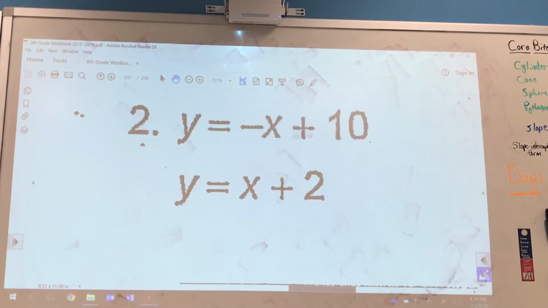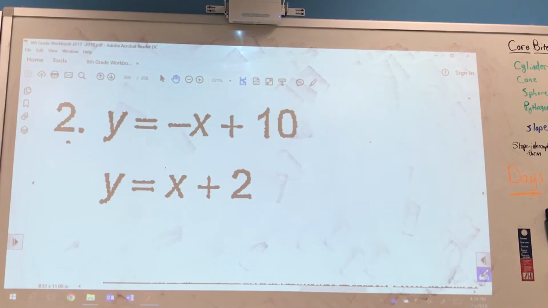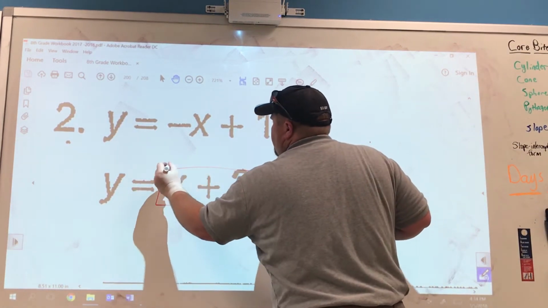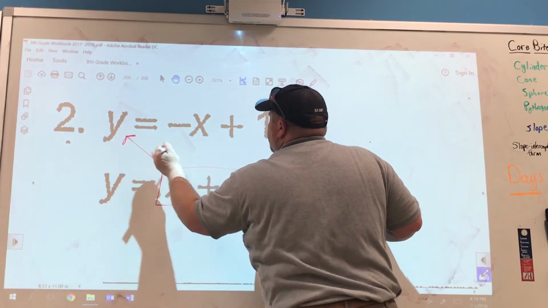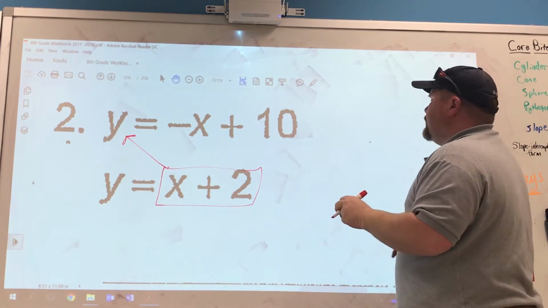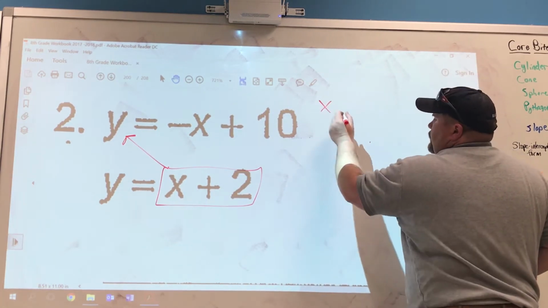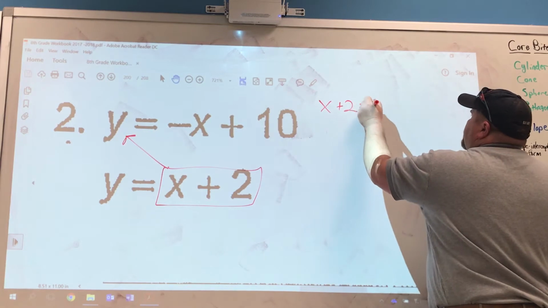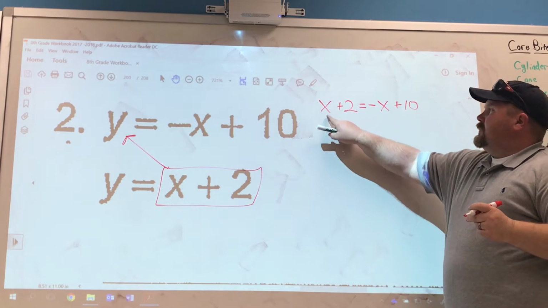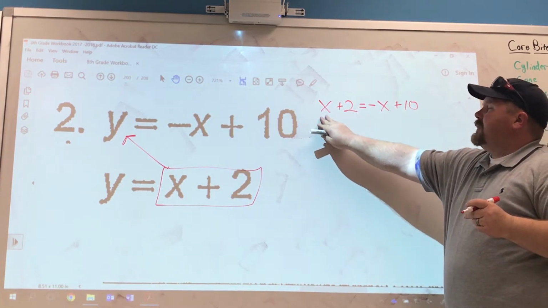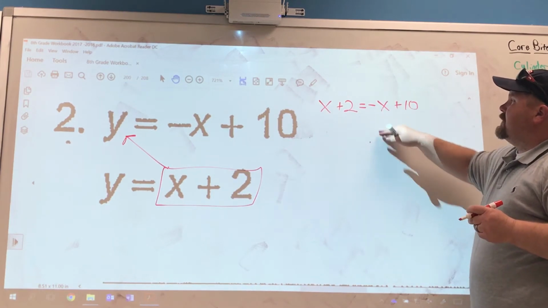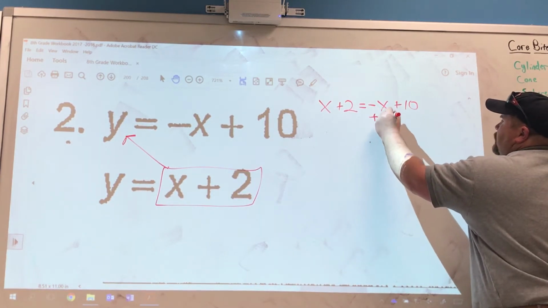All right, problem number 2. Same thing. We can substitute in this value right here for that y, or you can substitute in this value to this y. It doesn't matter, as long as we set them equal to each other. All right. So at this point I can either subtract an x from both sides to eliminate the left side, or I can add an x to both sides, which would eliminate this right-hand x. It would be better to add so that we keep this positive.